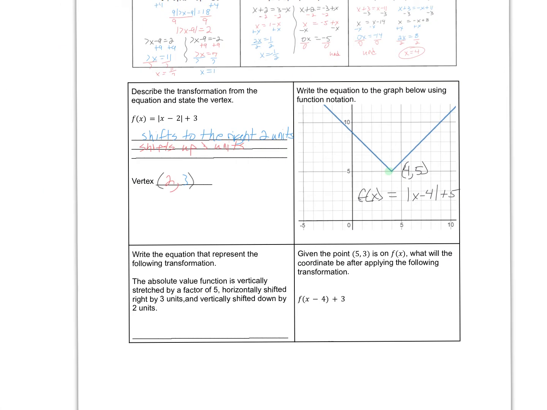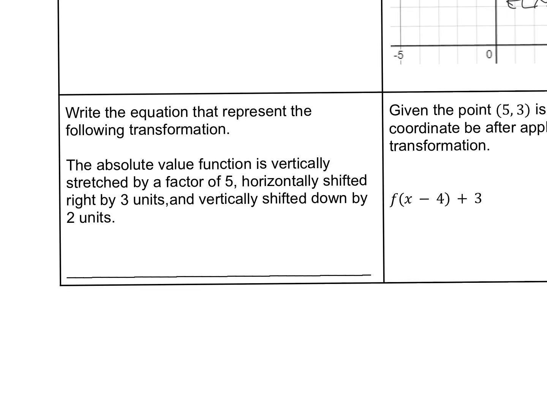Now let's take a look at this question here. This says to write the equation that represents the following transformation. The absolute value function is vertically stretched by a factor of 5, horizontally shifted right by 3 units, and vertically shifted down by 2 units, okay? So the first thing to consider is the vertical stretch of 5. Remember that the vertical stretch is the number in front of the absolute value, okay? So this 5, this vertical stretch of 5, it's going to make it skinnier by a factor of 5.